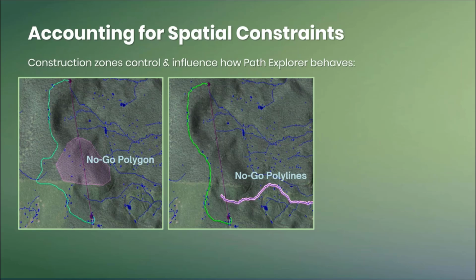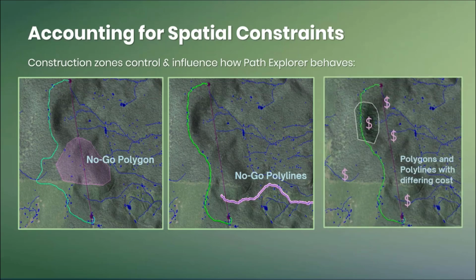The next type of constraint that we have is called a no-go polyline. Pretty similar to a no-go polygon, except it's just a linear feature. This could be, say, a particular fish-bearing stream. You can't cross it. You can use a no-go polyline for that type of feature. And then the last one, which is probably the one that we see used the absolute most, is this idea that we can have either polygons or polylines that have differing cost.